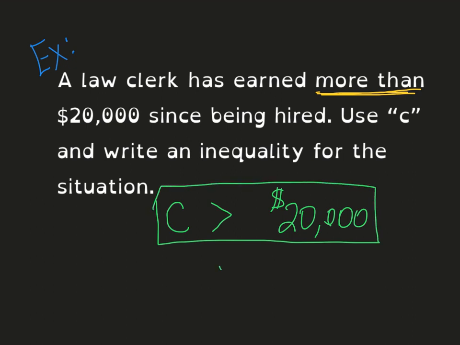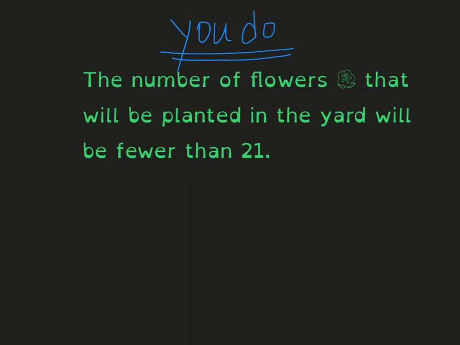Because that's the greater than symbol, more than. Okay, this one you can do, and then you can pause it and come back and see if you got it right. If you want to write this down, you can. It's not going to take you long. The number of flowers that will be planted in the yard will be fewer than 21.